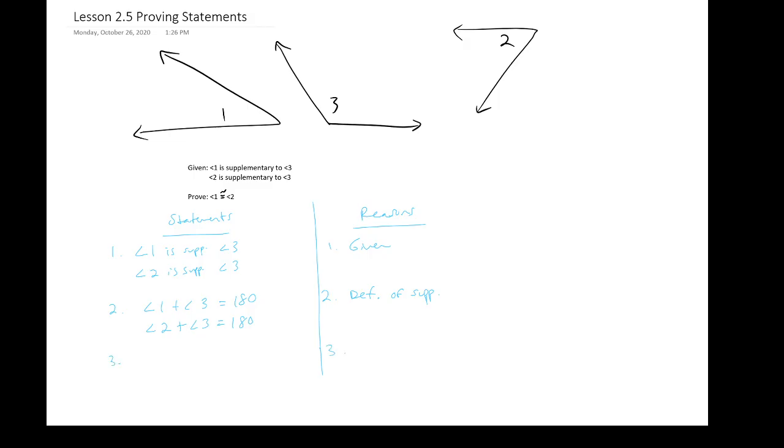Okay, so 1 plus 3 is 180. 2 plus 3 is 180. And we're going to say that angle 1 plus angle 3, since it's equal to 180, is equal to angle 2 plus angle 3, since it's equal to 180. And again, that's employing the transitive property. A equals B equals C, then A equals C. Next.